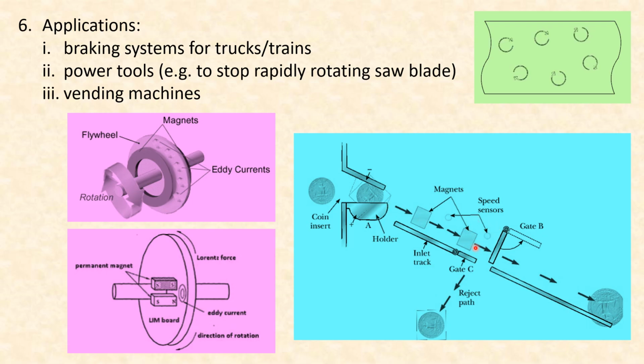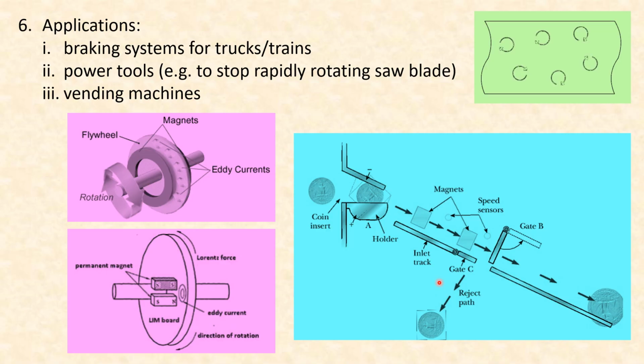So there are speed sensors here at the end of this track, and if the speed sensors indicate that the coin has an acceptable speed, then you'll see here that gate B will swing open and allow the coin to be accepted. If the coin is not moving at the correct speed, then gate C will open down here and allow the coin to be rejected.